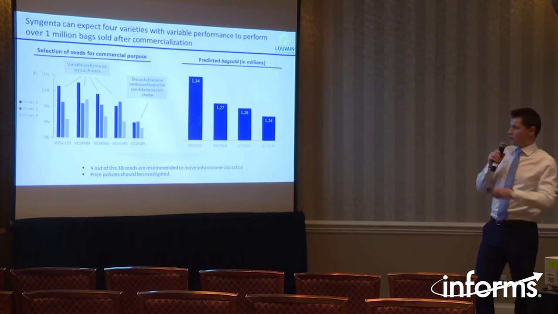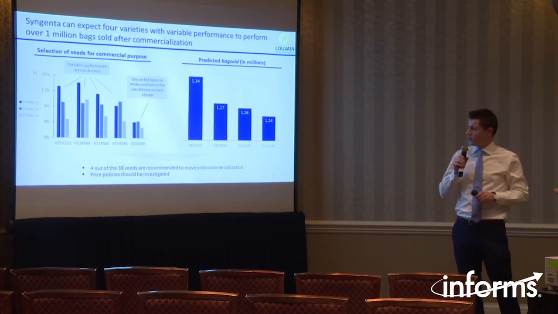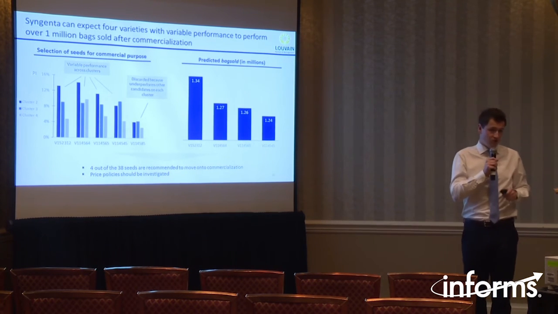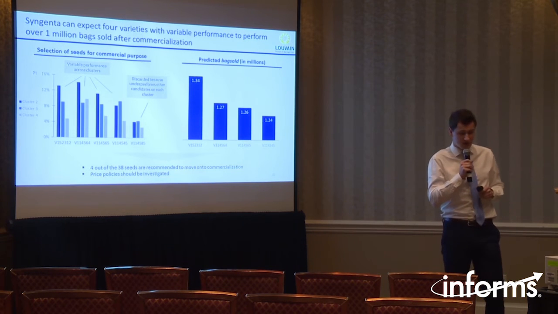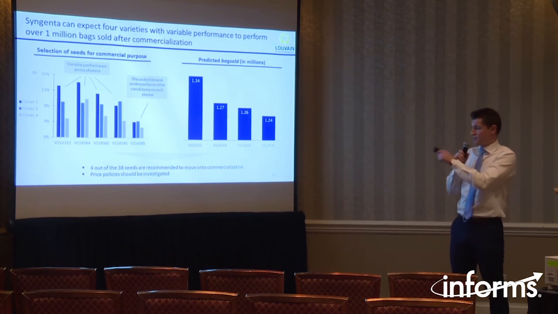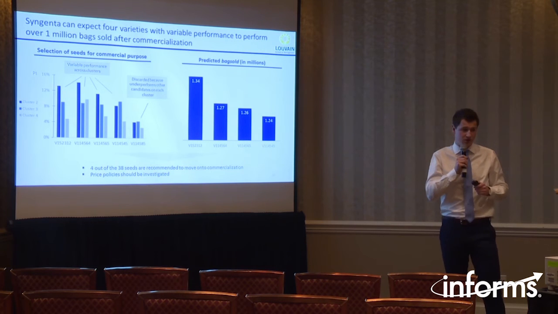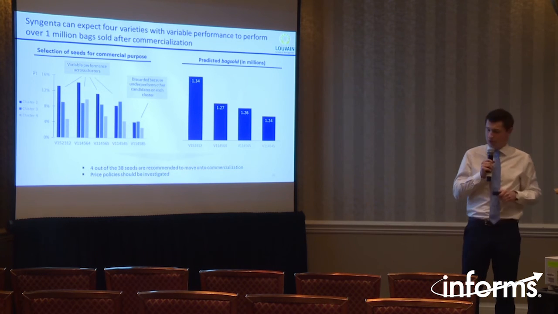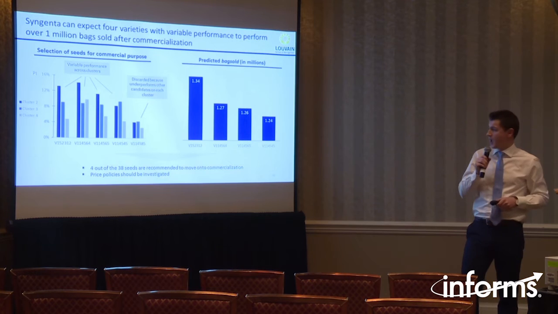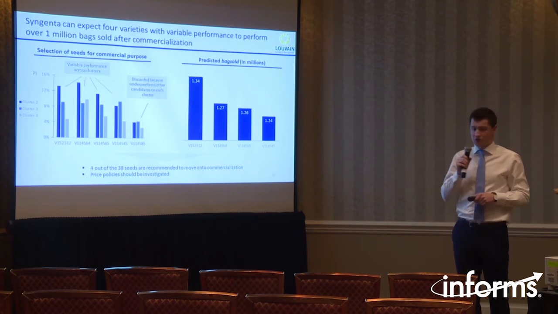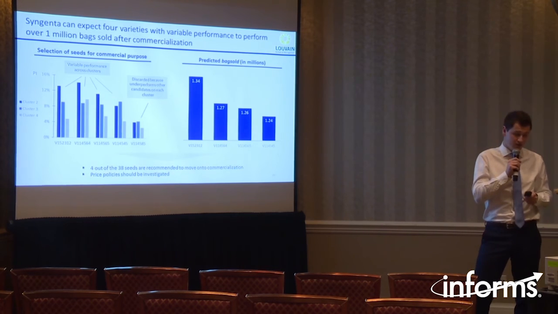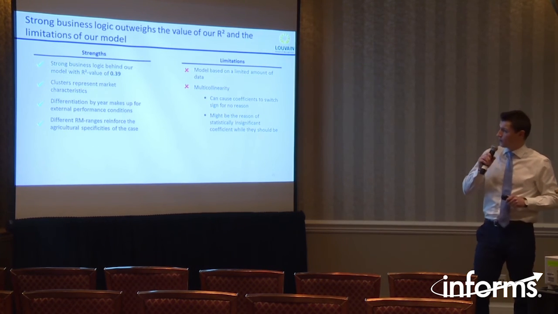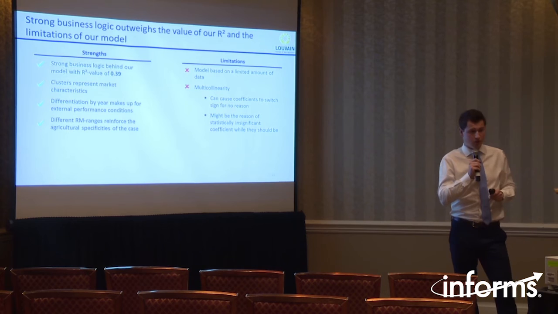And I would like to start with the left graph, where you can see the value of the performance indicators of the 5 elite varieties. However, it's clear that the last variety performs way worse than the other 4. So therefore, we discarded that variety. And then if you move to the right, you see the prediction of the bags sold based on those performance indicators.